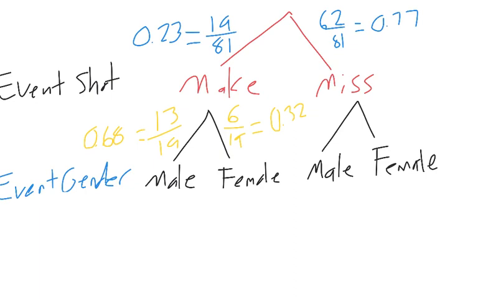Okay, now let's do the same with the misses. So now we're only looking at the people who missed. So of the misses, what proportion or what percentage were males? 27 out of 62. That is 0.44. Okay. Oh, I'm kind of running out of space here. See if I can zoom in.